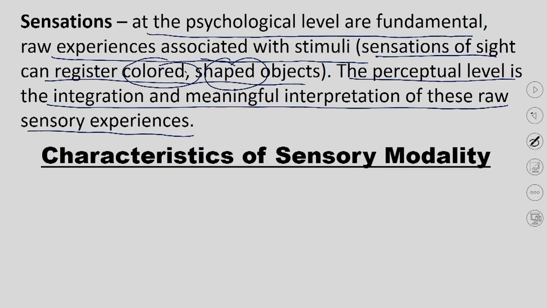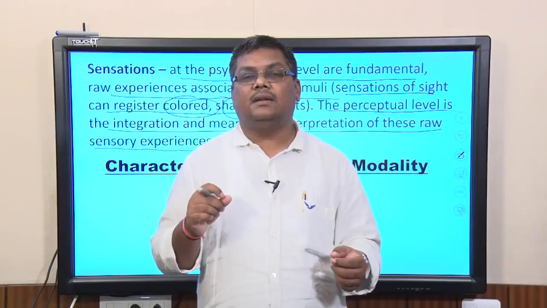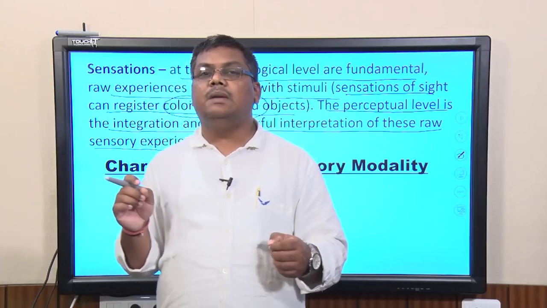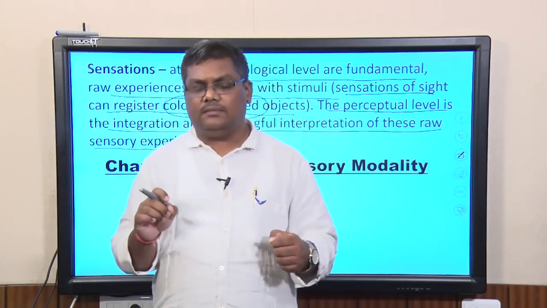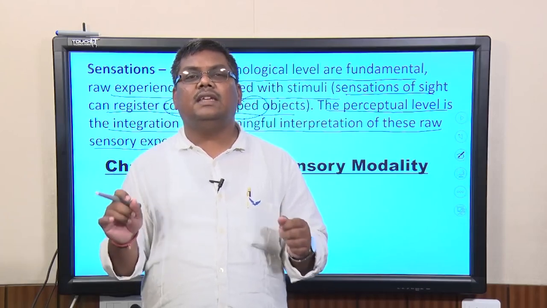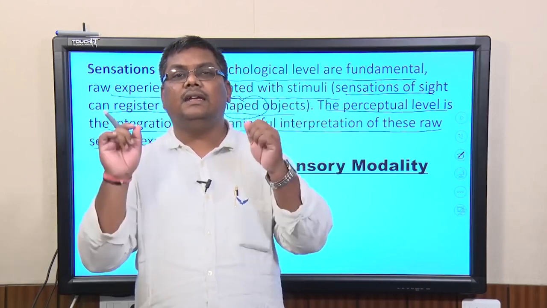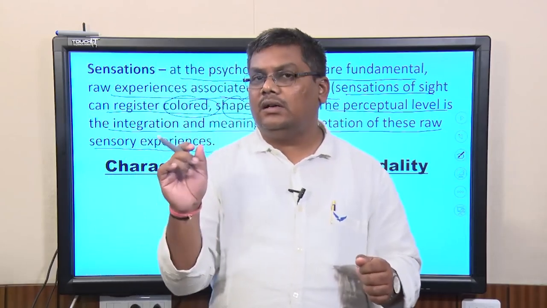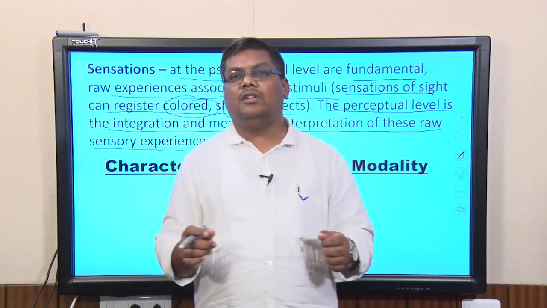Now, for any sensory system to work, there should be some qualities of the sensory system. Most sensory systems have some characteristics. So, how do we discuss sensory systems? A very good example of a sensory system is the multimeter. A multimeter is basically a device which can test the current output of any plug that you have in your house.